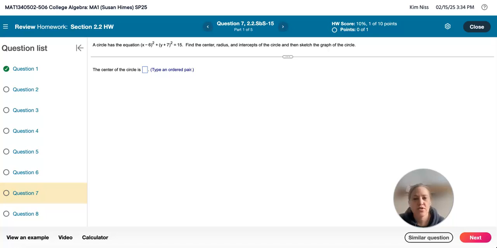So the standard equation of a circle is (x minus h) squared plus (y minus k) squared equals r squared. The equation is already in standard form, so you don't have to worry about that. The center of the circle is at (h, k).